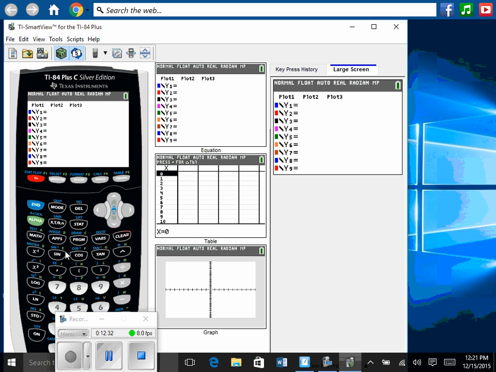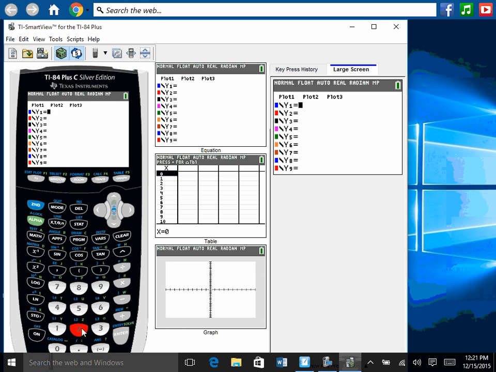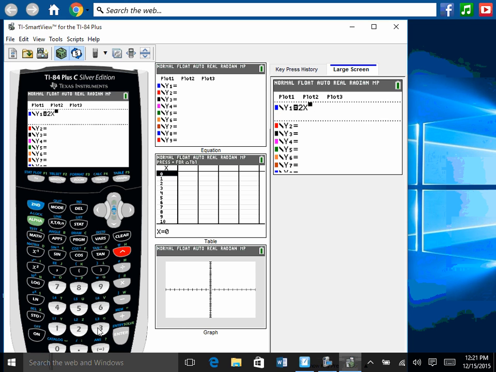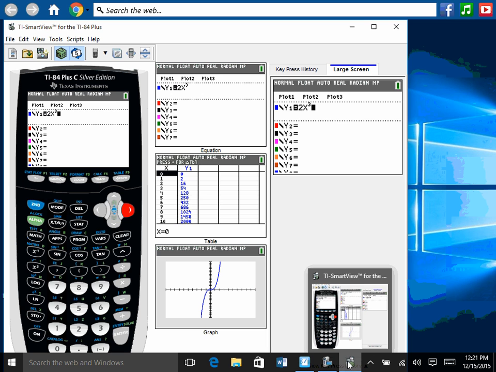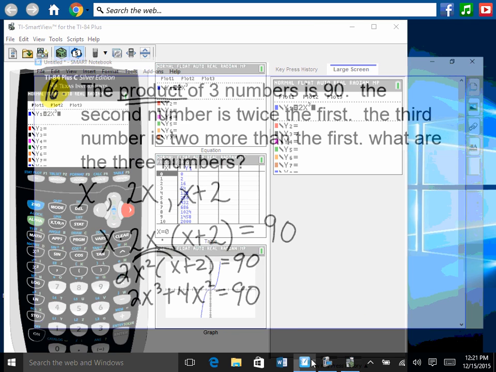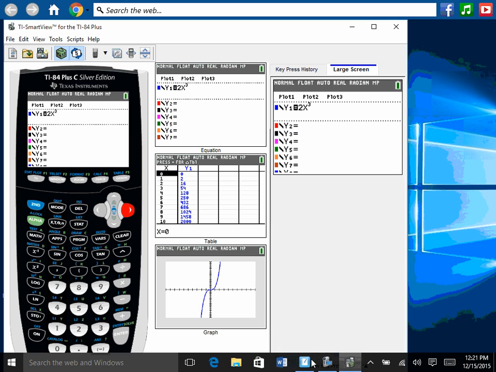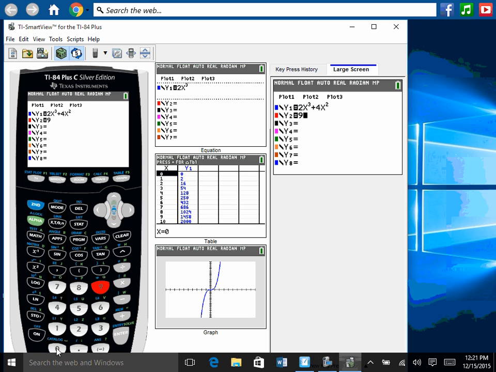So I'm going to y equals, my first function was 2x cubed, and then it was plus 4x squared. And that's our first function, and we want to know when that's equal to 90. So we have a straight line at 90. That's our y2.